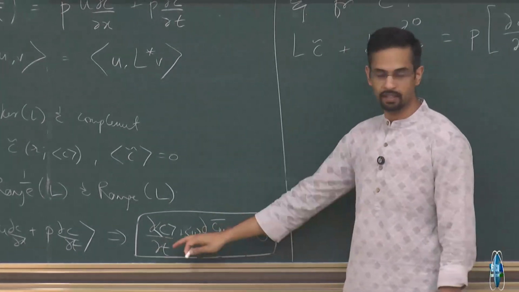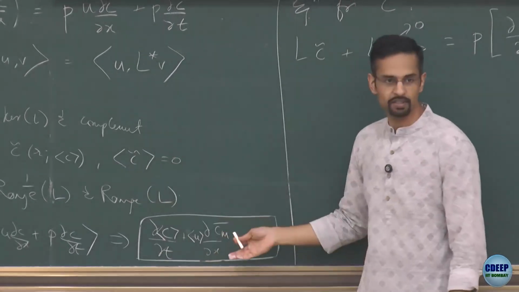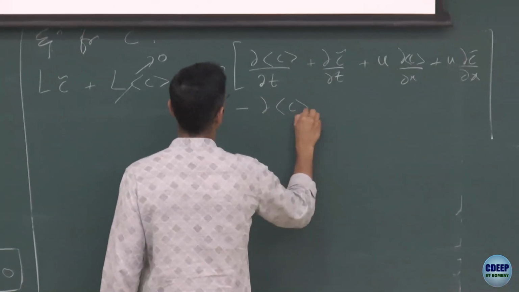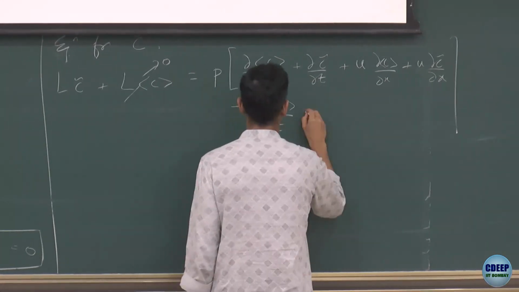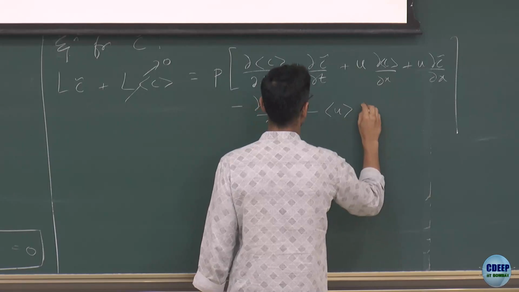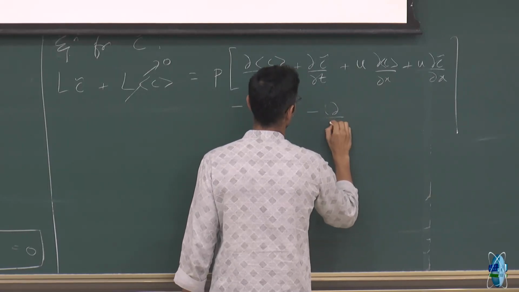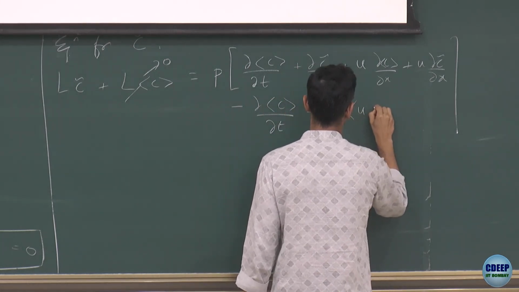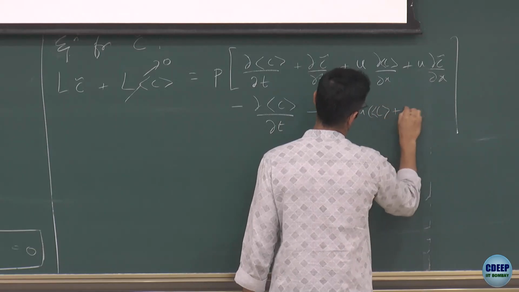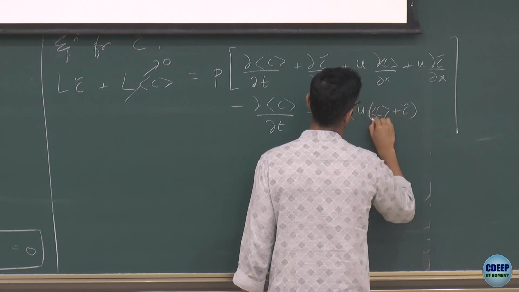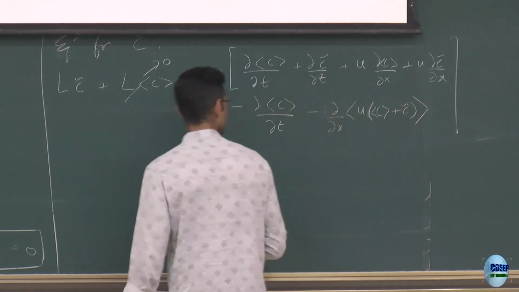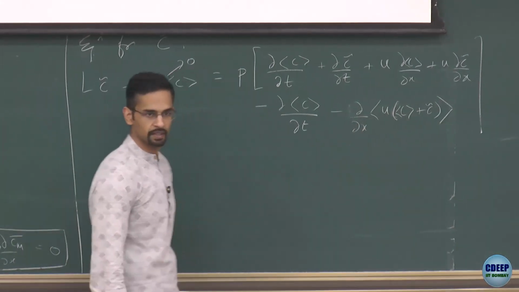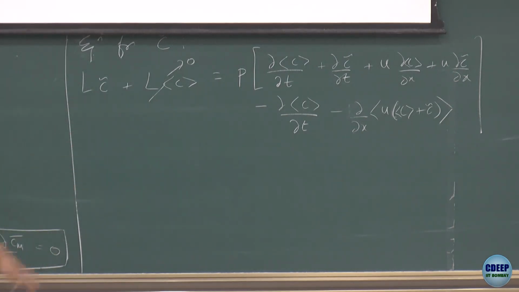Okay, both the LHS and the RHS. The LHS LC was just 0, right? So I just have to subtract these two terms from this right hand side. So I'll have minus, so I can write it like this. Okay, so that is nothing but Cm. Right? The average of U into C is Cm. But I wrote it in the decomposed form.